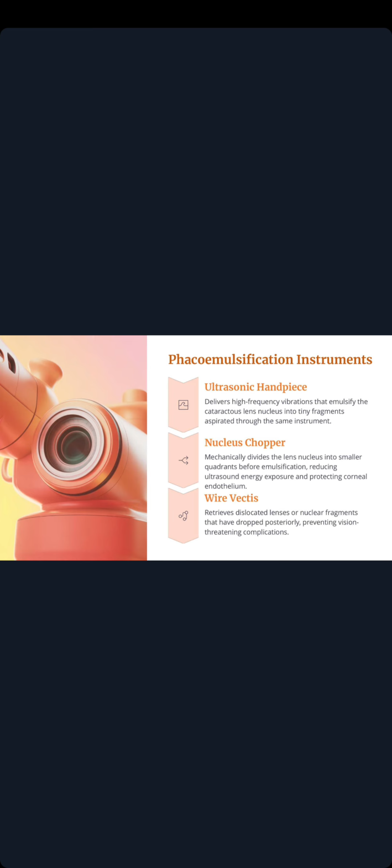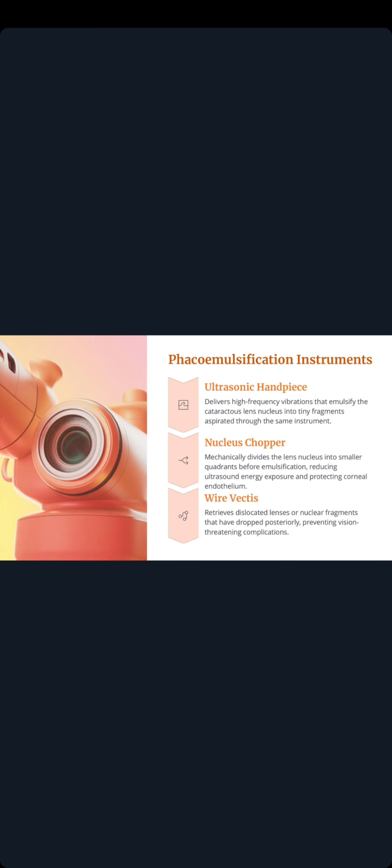If you want to use only ultrasound waves, you're going to use a lot of ultrasound energy. But by using this nucleus chopper, you can chop the lenses into smaller quadrants, and then the emulsifier can bring it out easily. You also have wire vectors. These wire vectors retrieve dislocated lenses, or those parts left after emulsification and after the chopping.